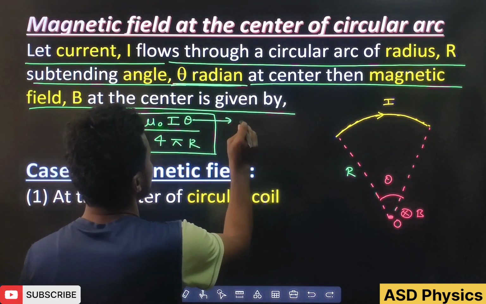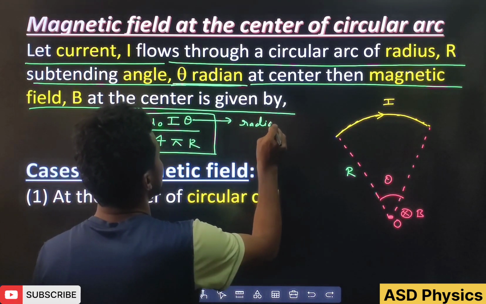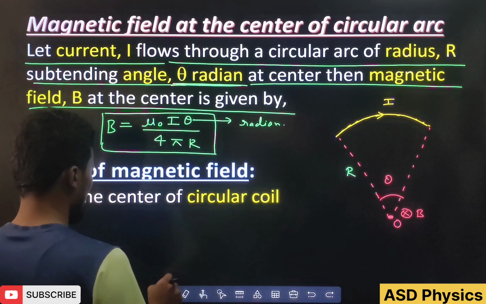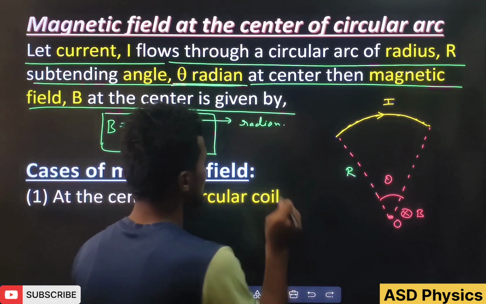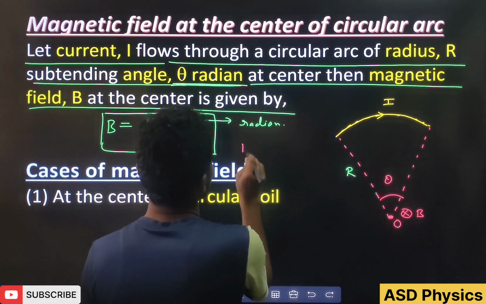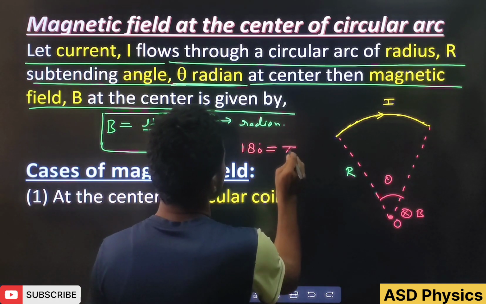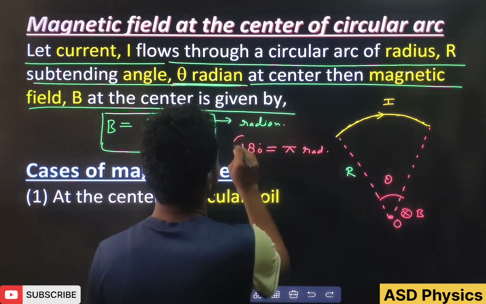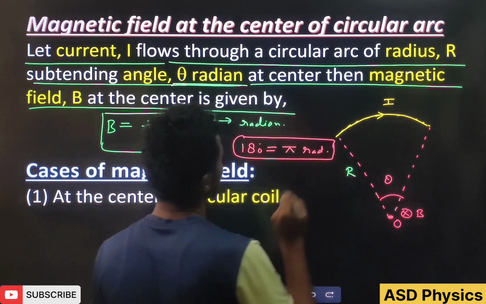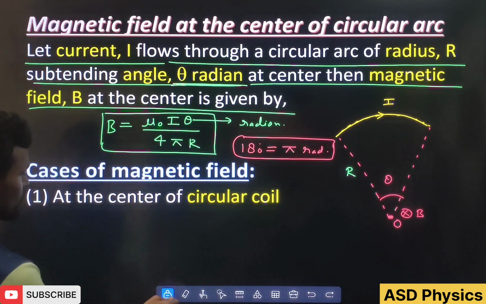And again I'm telling you, this theta is in radian. And the radian formula, you know very well. Now one formula you should remember here: you know very well, 180 degree is equal to pi radian. At least you should remember that. Now let's see, students.